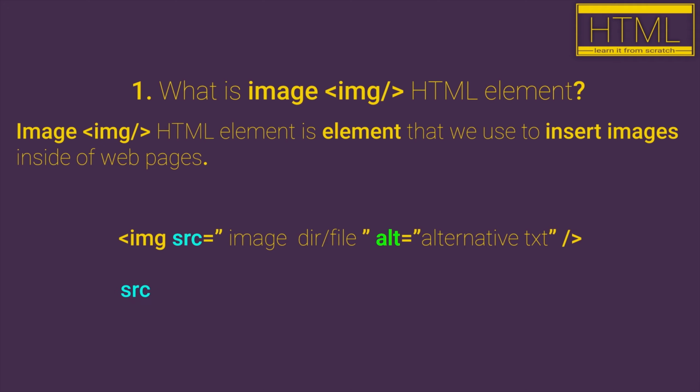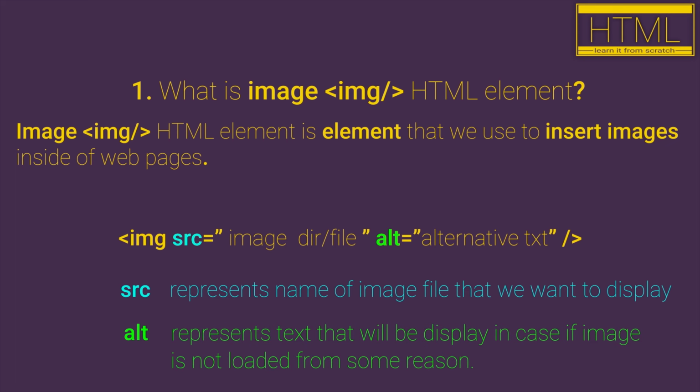There are src, or source, which represents the location of the file that we want to show or display, and alt, or alt, which represents the text that we want to display in case our image is not loaded for any reason.